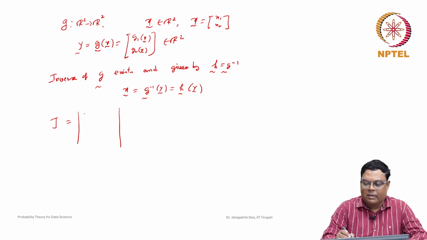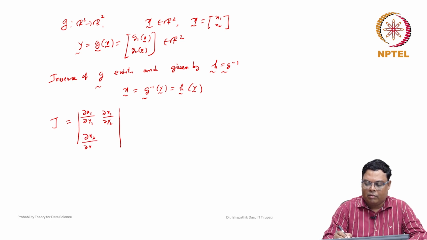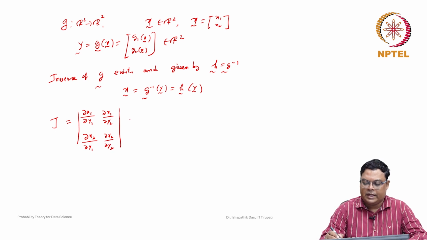So this is defined by ∂x1/∂y1, ∂x1/∂y2, ∂x2/∂y1, ∂x2/∂y2. All of these will be partial derivatives. For simplicity we write ∂x1/∂y1, ∂x1/∂y2, then ∂x2/∂y1, ∂x2/∂y2, which is the Jacobian.